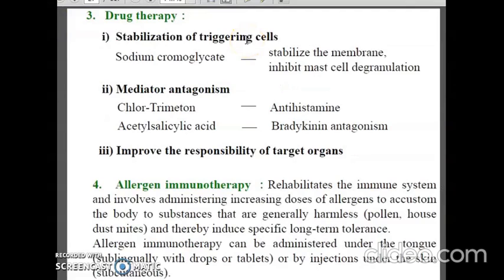The third way is by the usage of drugs. Drugs that are used for the stabilization of triggering cells, like sodium cromoglycate, stabilize the membrane and inhibit mast cell degranulation. And the ones that act as mediator antagonists are chlortrimeton for antihistamine and acetylsalicylic acid for bradykinin antagonism.